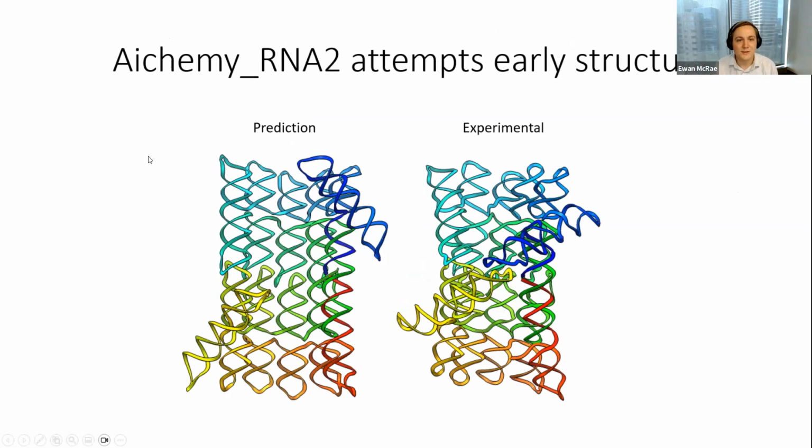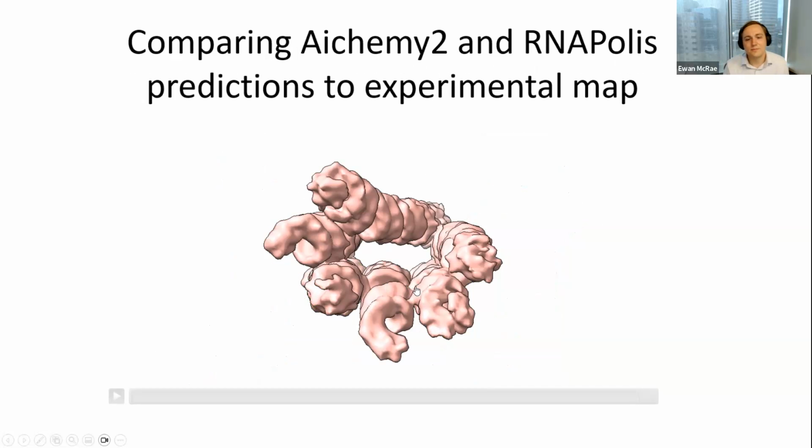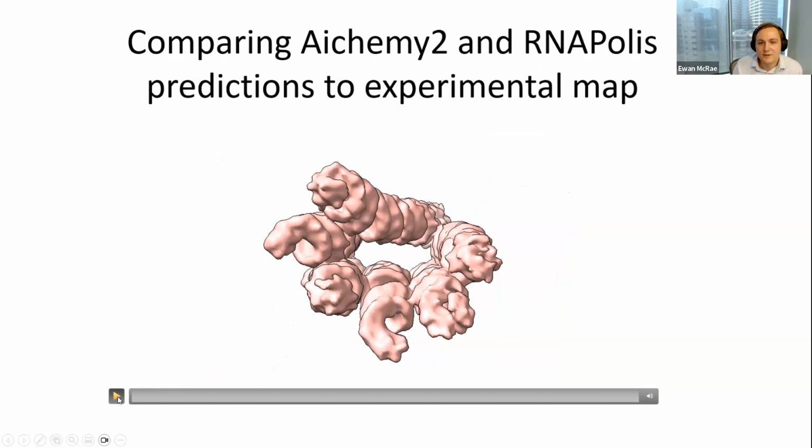And we saw one prediction of the early state from the Aichemy RNA2 group, where we don't have this kissing loop even formed yet. We think this is really early. Probably this kissing loop forms before the structure is finished being transcribed. But we saw no other attempts at anything like an early structure. But we did see two attempts that were very close to our mature structure, which we were very enthusiastic about.